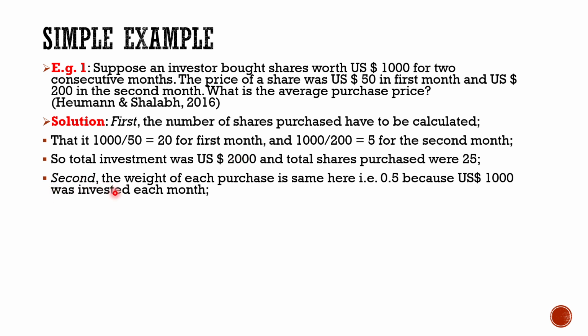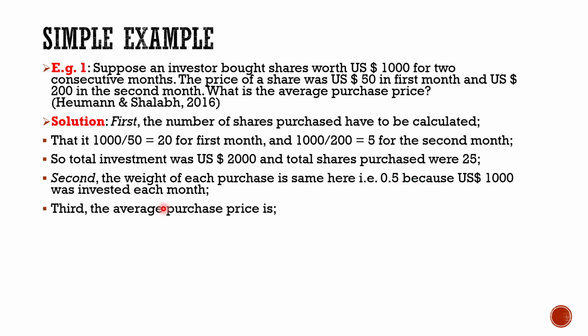The second most important thing here is the weightage. The weightage of each purchase is the same because the same amount of money is invested every month. So if we divide 1000 by 2000 for the first month, that is 0.5, and 1000 upon 2000 in the second month is also 0.5.